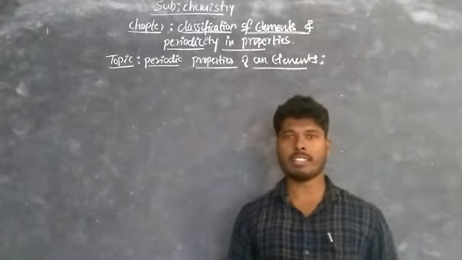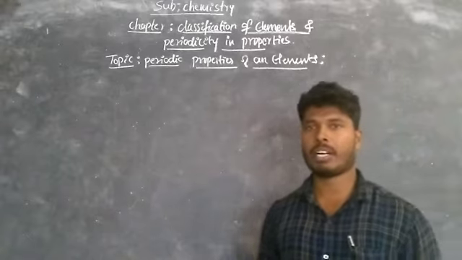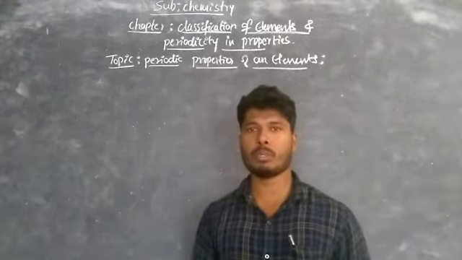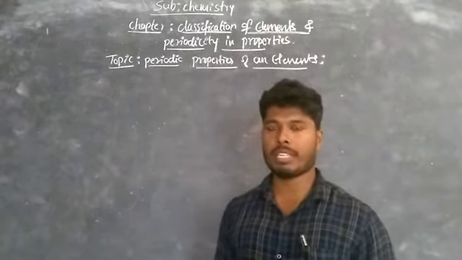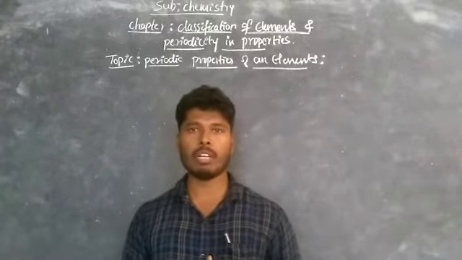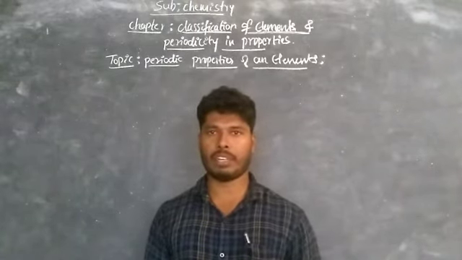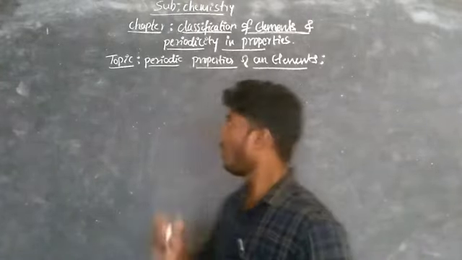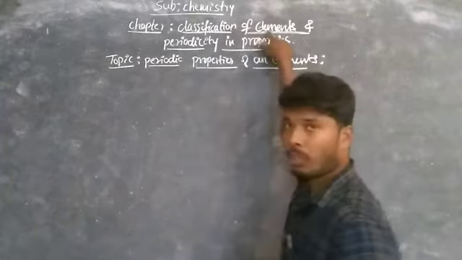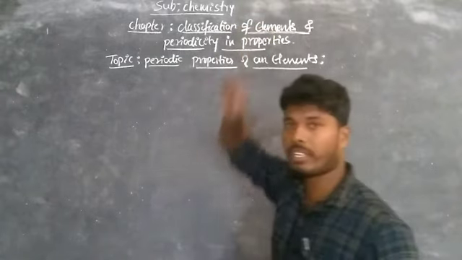Welcome to chemistry class. In our previous classes, we learned about the modern periodic table and the classification of elements into different blocks, that is S block, P block, D block and F block, and their respective outermost and valence shell electronic configuration. Okay, that is called classification of elements. In our chapter we have already learned classification of elements.